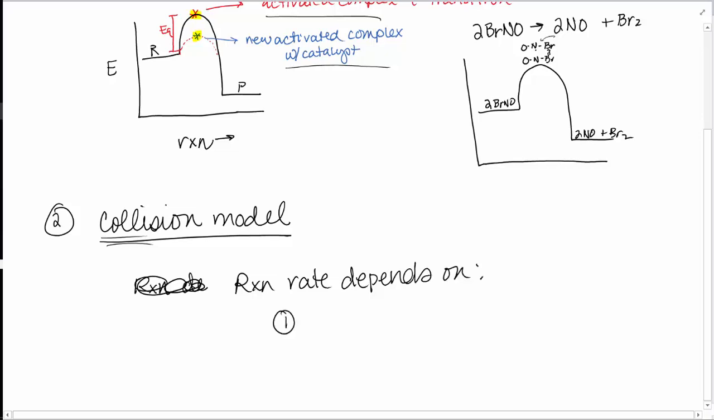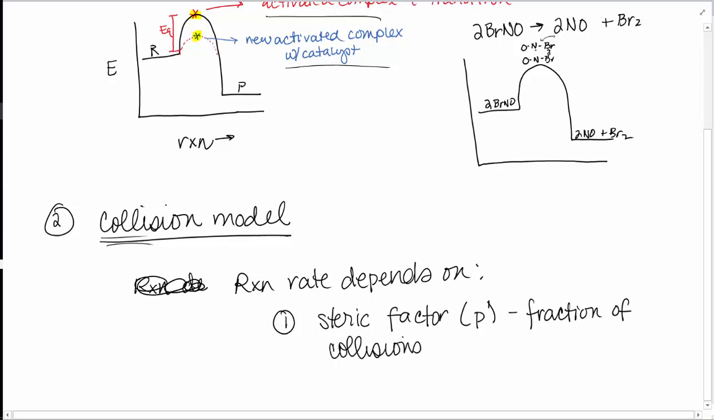But one is what's known as the steric factor. This is designated P. And what the steric factor means is the fraction of the collisions with good orientation.